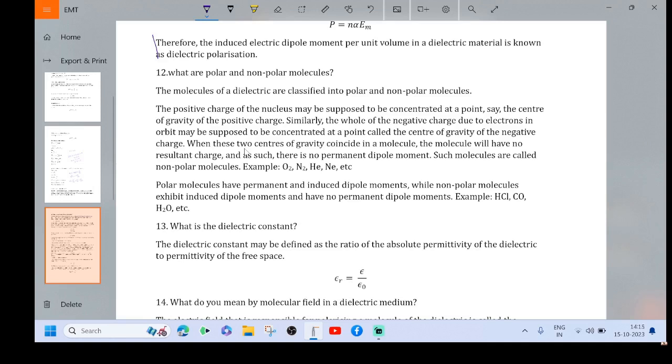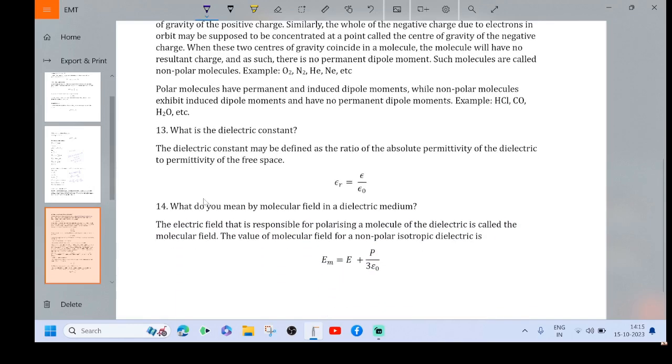Molecules with permanent dipole moment are called polar molecules. See here, polar molecules have permanent and induced dipole moments, while non-polar molecules exhibit induced dipole moments and have no permanent dipole moments. Examples: HCl, CO, H2O, etc. These are all examples of polar molecules.